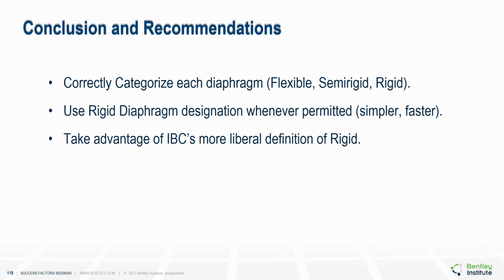Remember, the IBC indicates that every diaphragm is either flexible or it's rigid. It doesn't explicitly require that you consider semi-rigid, whereas ASCE 7 does. So take advantage of the rigid definition when you can. And remember the dichotomy here. Rigid is if the displacement of the diaphragm is less than 2 times the story drift, and it's flexible if the diaphragm displacement is greater than 2 times the story drift.